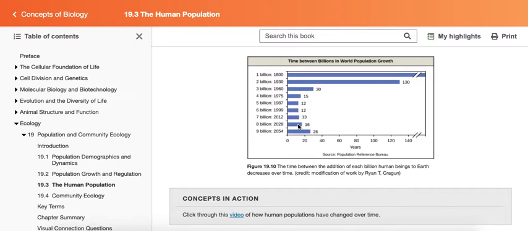So the average human growth rate has declined. While our numbers are going up, the rate at which we're going up is going down, and that started to decline in about the 1980s.